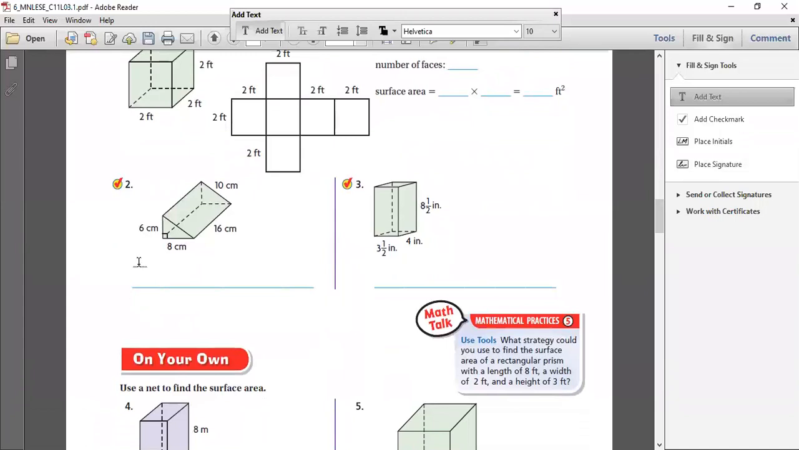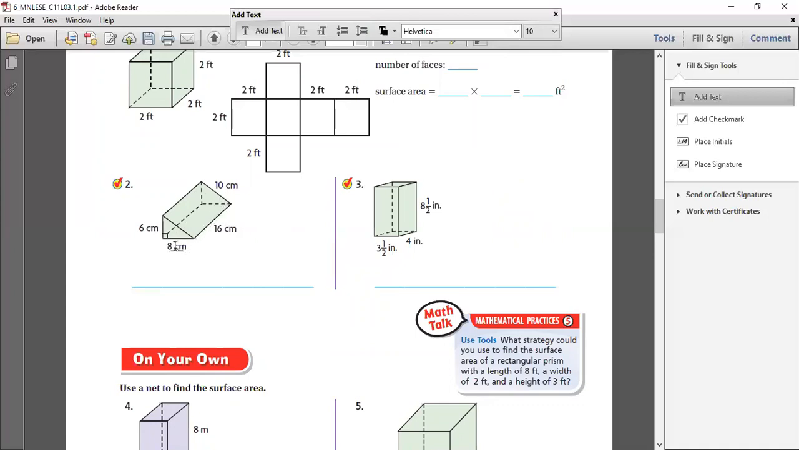Okay, let's do this question together. This is again going to be a triangular pyramid, right? So first let's check these triangles. The base of the triangle is 8 and the height of the triangle is 6. We know that. Okay, so let's check this rectangle here. The length of the rectangle is 10 and the width of the rectangle is 16.